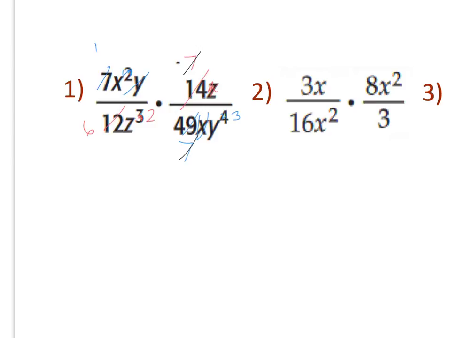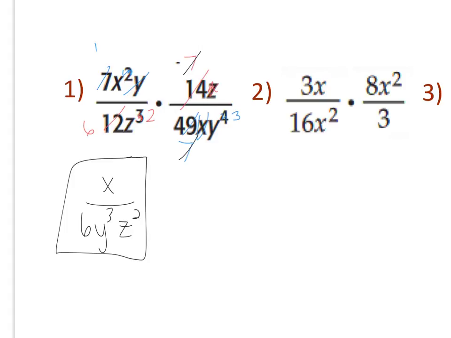So now I can multiply straight across because I believe I've simplified everything that I can, and I get 1x times just 1, so that would be x, over 6z squared times y cubed is 6y cubed z squared. And again, it's best to write these in alphabetical order. So that would be my final answer, and I could look now and see if there's anything that I could still cancel out, but there's nothing there that's left to cancel out. All right, let's look at number 2.